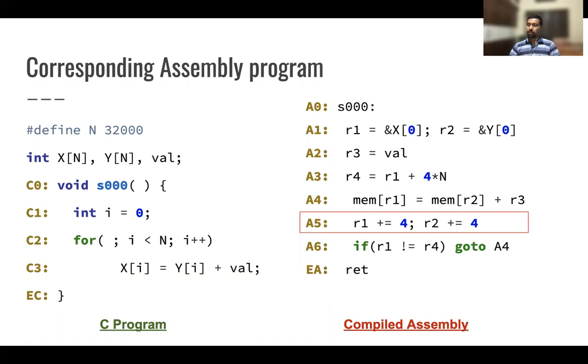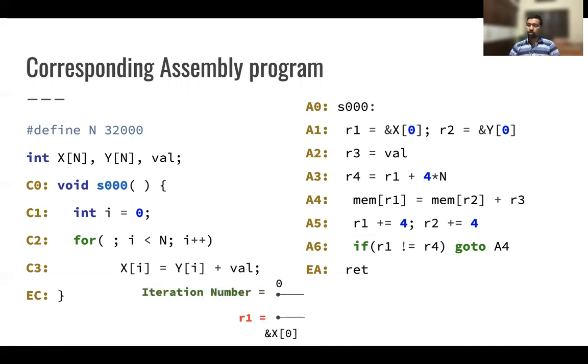This is followed by the increments in the register values R1 and R2 by 4. This means both R1 and R2 now point to the next consecutive element of the arrays x and y respectively. Finally, register R1 is compared with R4, and if they are found to be equal, then the control flow is transferred to the instruction at A4 to perform the next iteration of the loop. Otherwise, the loop is finished and the function just returns. The register R1 is checked against register R4 to implement the comparison of variables I and n in the source code.